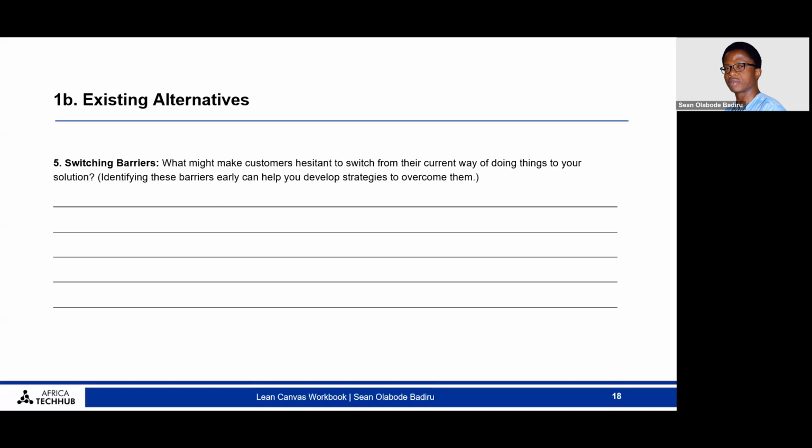Yes, that's fantastic. So we are going to list all of this: what might make customers hesitant to switch from their current way of doing things to your solution. If you're able to itemize all this, then you're able to prepare your defense. That's what your sales and marketing team will actually speak to. If not, all of these issues you are raising now, your sales team will still meet them when they go sell the product.